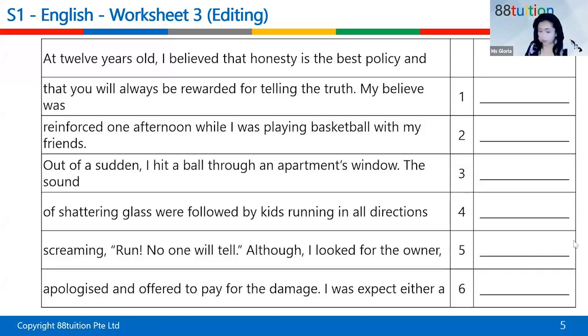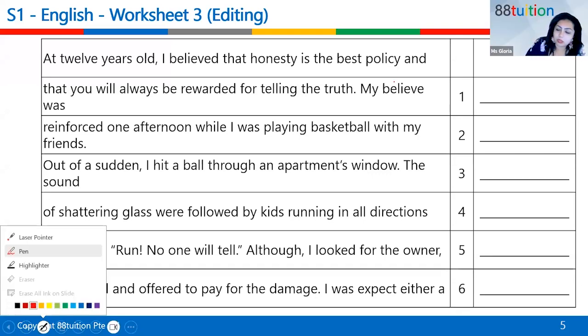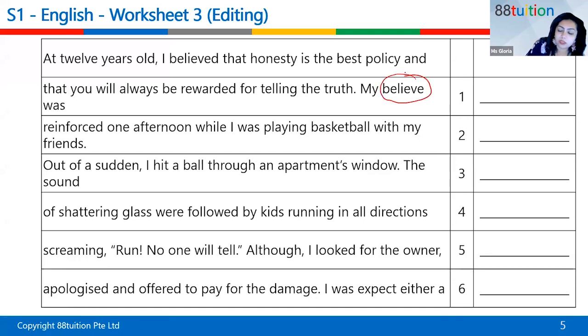All right, let's start with the first one. At 12 years old, I believe that honesty is the best policy and that you will always be rewarded for telling the truth. What is wrong with this? The word believe is wrong. Please circle this. And what is the right answer? Believe. How do I spell it? BELIEF.